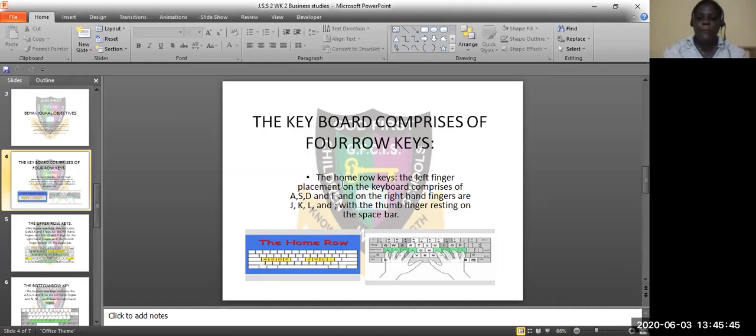So put it to mind that your home row keys are A, S, D, and F, and J, K, L, and semicolon. I hope you understood that very well.